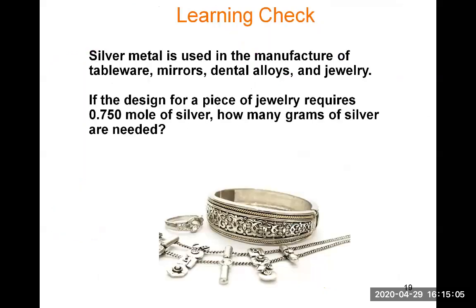So let's go through some learning checks. Silver metal is used in the manufacture of tableware, mirrors, dental alloys, and jewelry. And so if the design for a piece of jewelry requires 0.750 moles of silver, how many grams of silver are needed? So let's say you're helping the manufacturer of a jewelry, and you've designed a piece requiring a number of moles, and you want to know, in practice, how many grams is that?